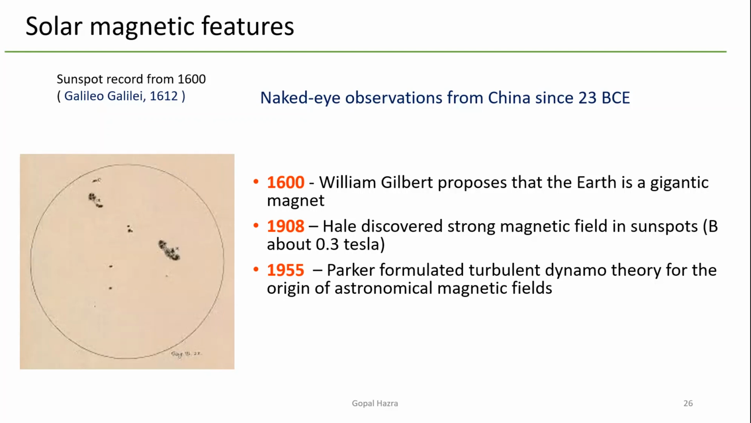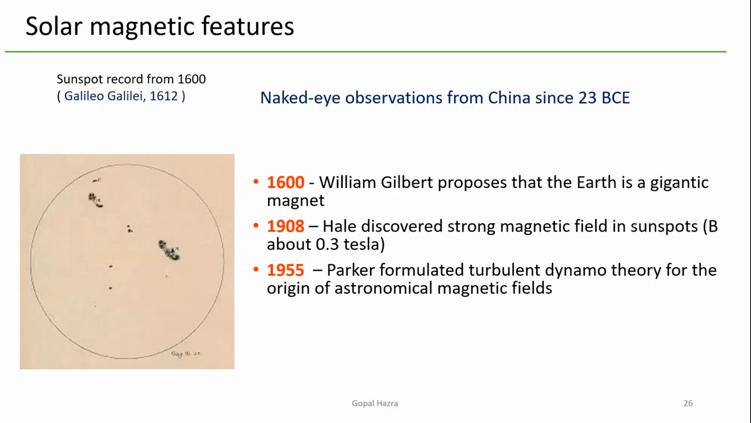Around 1600, there was also the discovery by William Gilbert that the Earth is a big magnet. After that, for the sun, it took 300 years. In 1908, we found that sunspots are regions of very strong magnetic field. That is the first detection of a magnetic field outside of our Earth, and then it was found that many astrophysical bodies also have magnetic fields. So that is the first discovery in 1908.